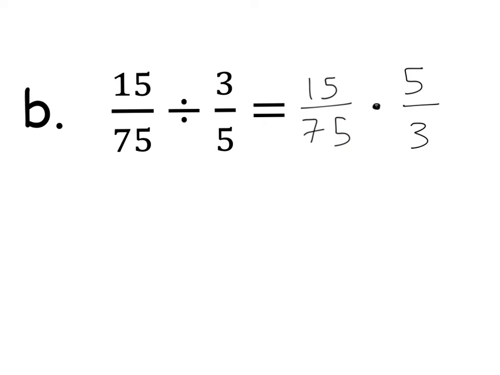So let's do that. 15 divided by 15 is 1. And 75 divided by 15 is 5. So now we really have 1/5 times 5/3. Well, we can also reduce out these 5s. And so now, if I was to rewrite this, this is like saying 1 times 1 over 1 times 3.